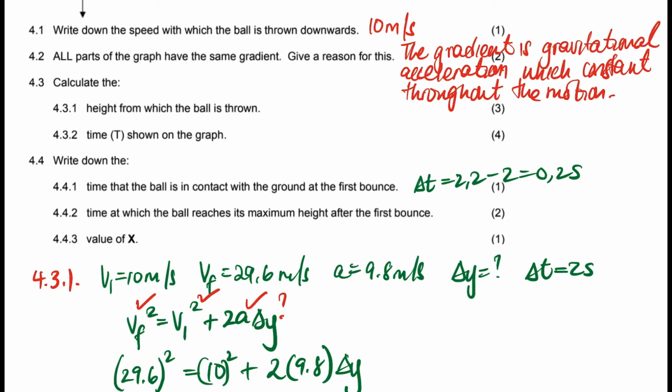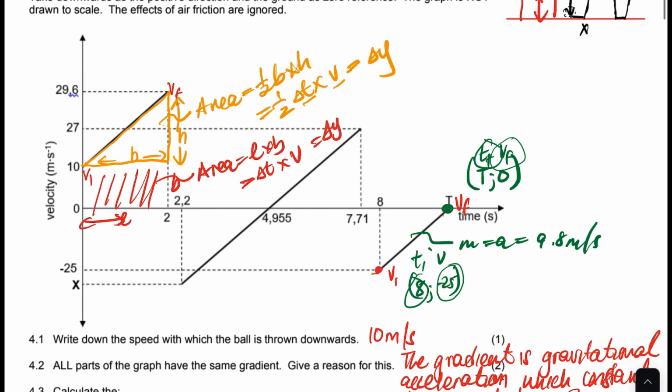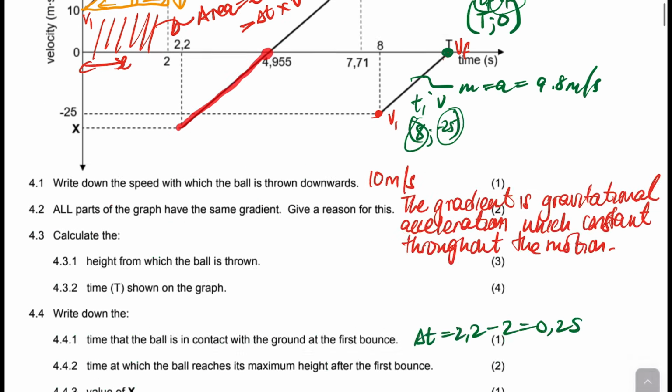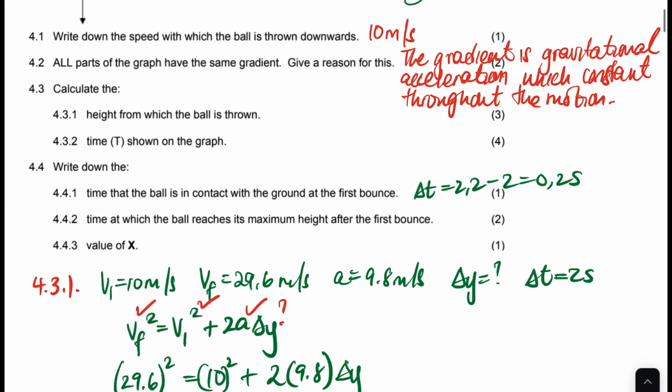Now it says 4.4.2, write down the time at which the ball reaches its maximum height for the first bounce. Where was the first bounce? This is the first bounce, right? And it reached the maximum height there. This is the maximum after it has bounced, contacted the ground and bounced again. So we want this time here. Then its velocity decreases to 0, which is there.